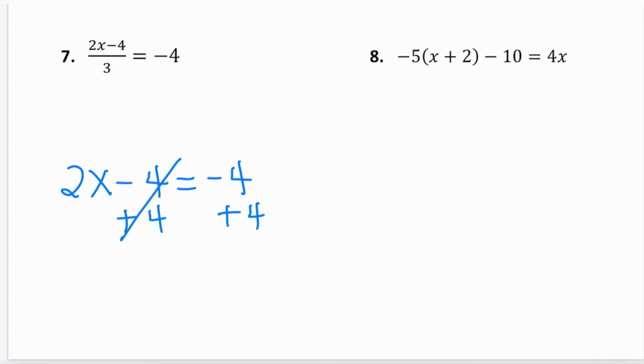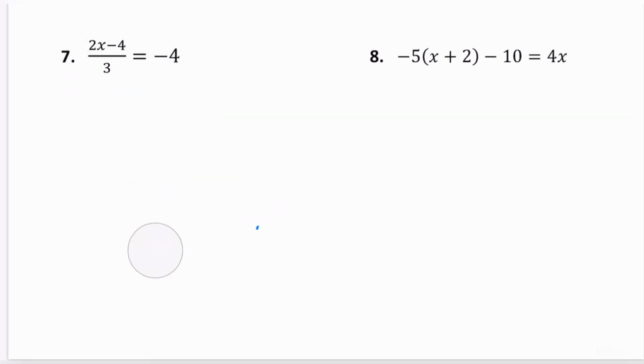Now, however, the way that we see the problem here, everything is divided by 3, which means I am not going to touch the -4 right now, because in reality, that -4 is being divided by 3. So instead, because the entire problem is being divided by 3, we need to work backwards. And we are going to instead multiply the entire equation, so both sides, by 3. That is going to cancel out the 3's on the left-hand side, and now I'm left with 2x minus 4 is equal to -12. So you have to be very careful.